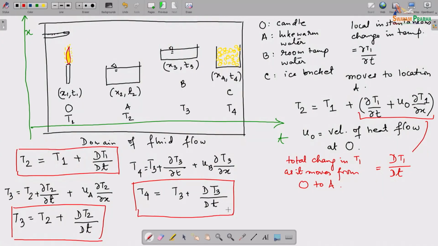Now, all of this when I see here, when I wrote this down, where is T1? Let me write down the T1 also again. So essentially T2 is T1 plus dT1 dt.